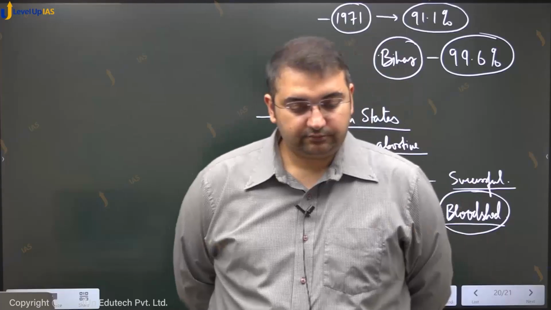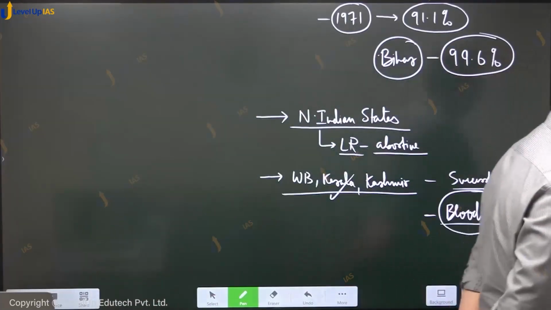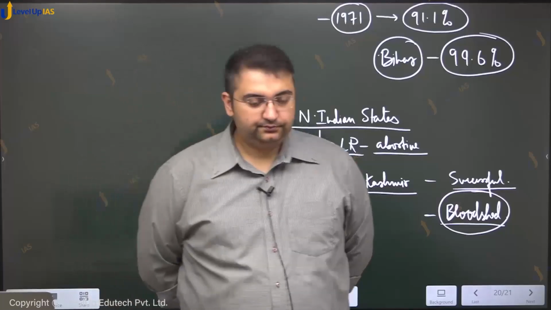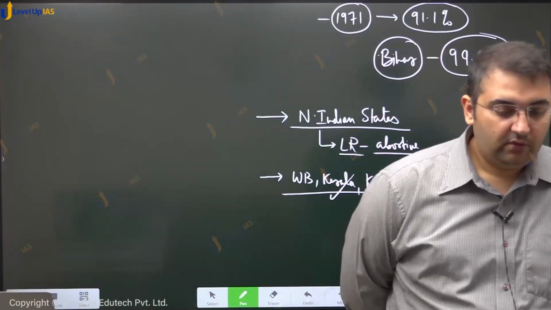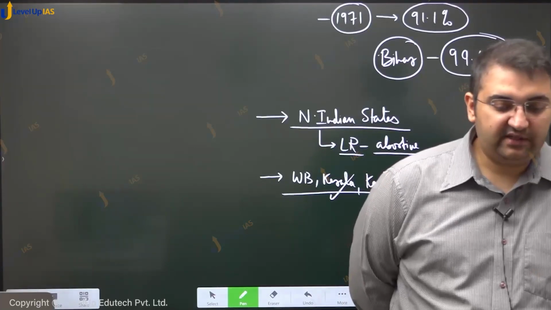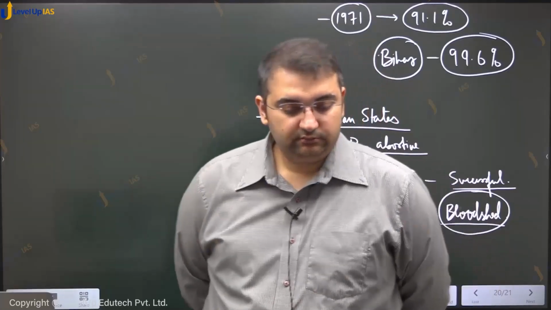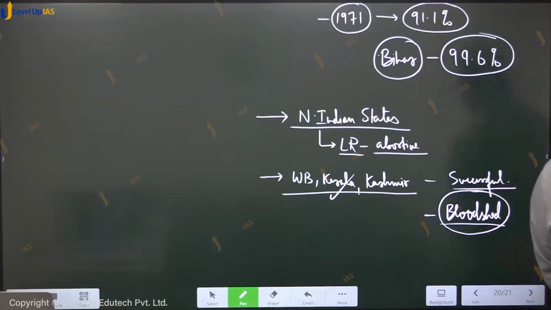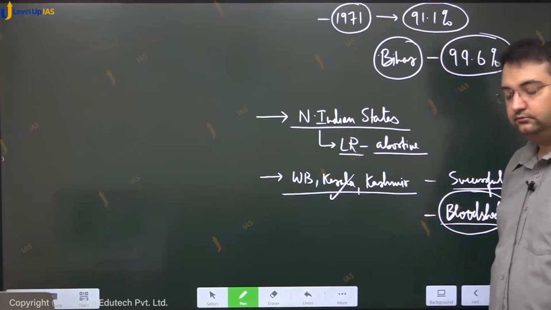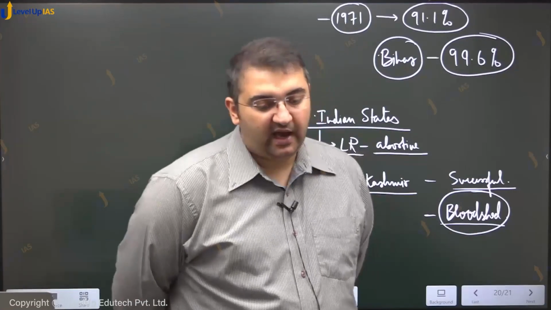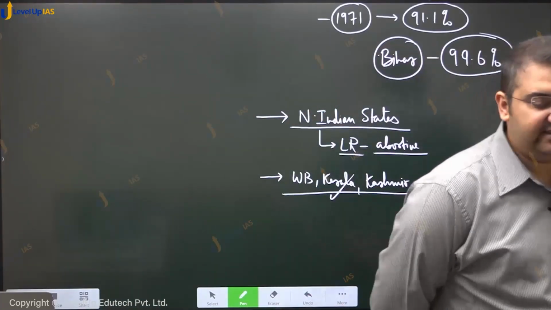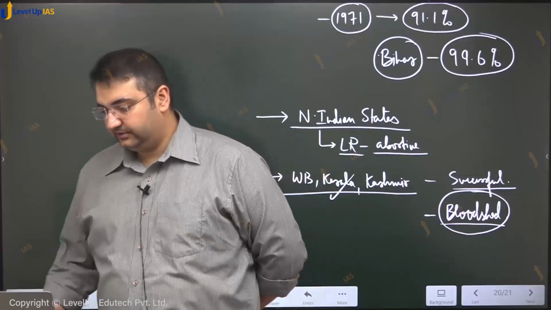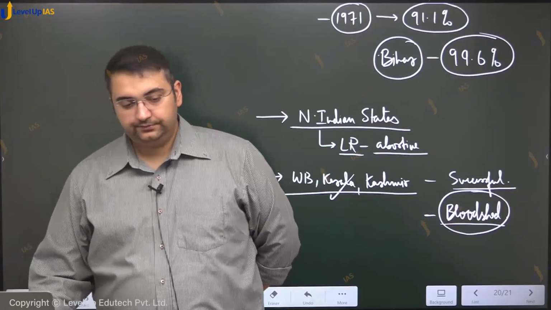Between 1961 and 1971, the proportion of landowning farmers had increased from 31 to 91%, with Bihar topping the list at 99.6%. Next point.